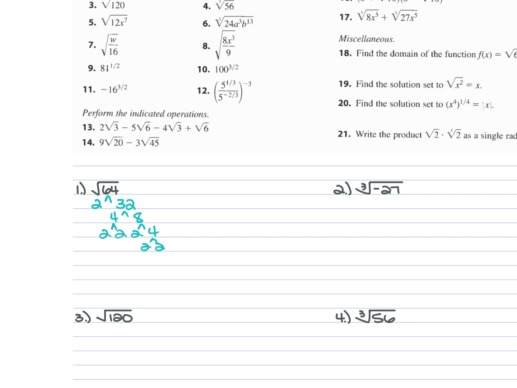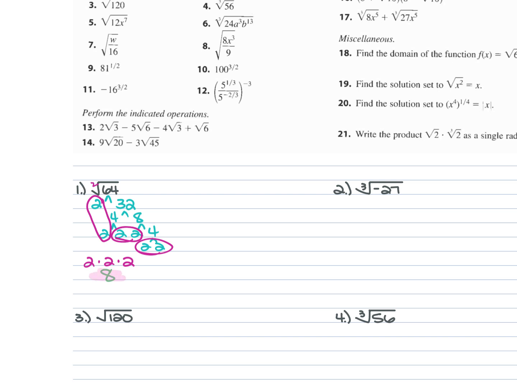So when we look at the index, which we don't have, it's understood that it's a 2 since we're taking the square root. So you're going to group up sets of 2. So you have 2 2s here, 2 2s here, and 2 here. You have 3 sets there. So for each set, you're going to pull out one of those numbers to represent the set and multiply all the numbers together. So 2 times 2 times 2 is 8. The square root of 64 is just 8.